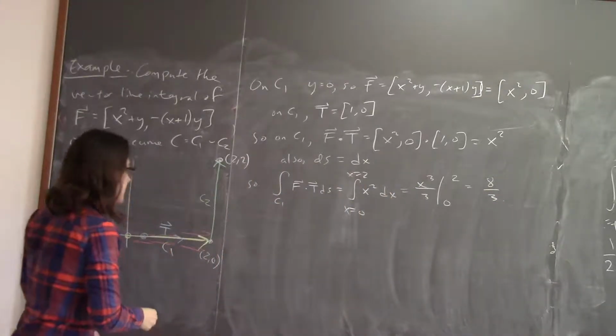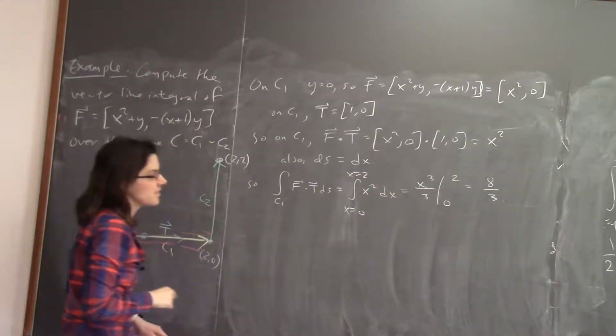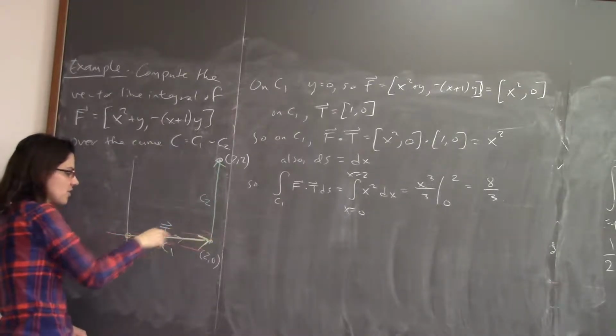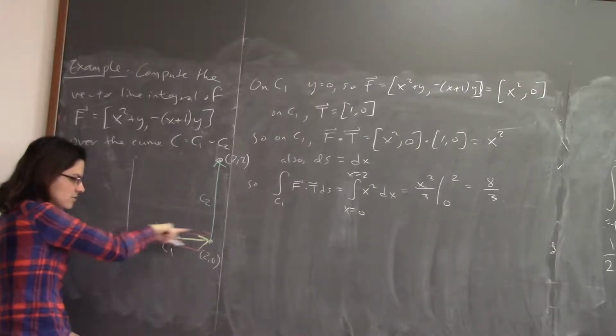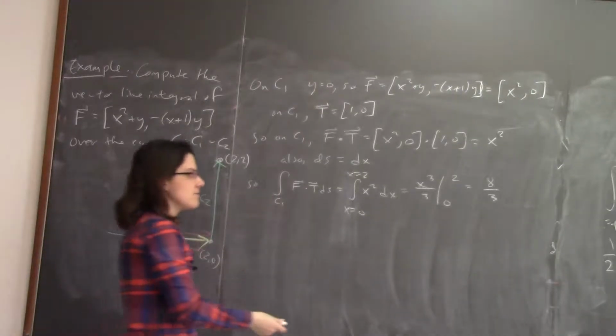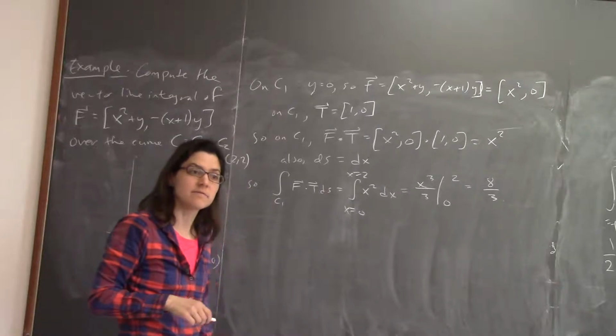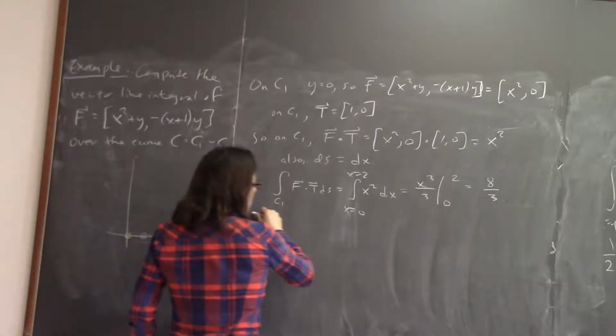So it tells you that the vector field helps you. It's pointing in the same direction as the curve, which is pretty clear from this picture. The little red vectors, the vector field, are all pointing to the right, the same direction as C1. And it helps you to the amount of 8/3, whatever that means. Okay, cool. We've done C1.